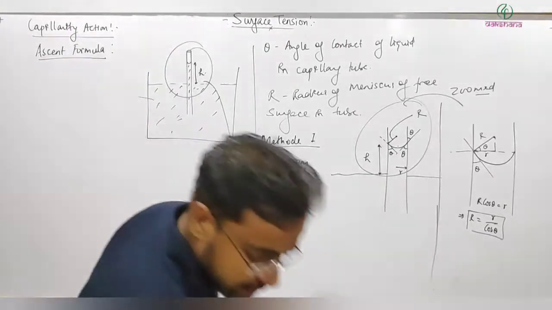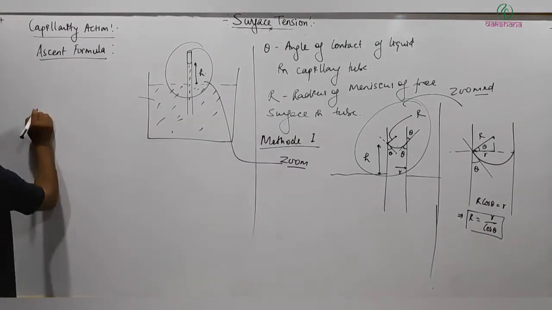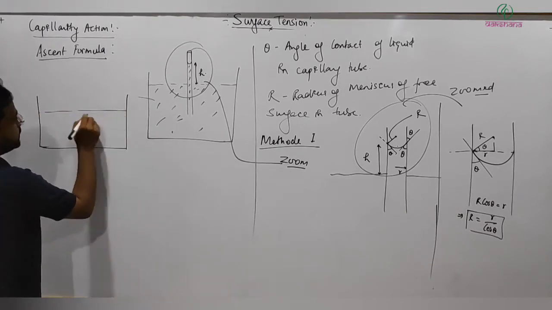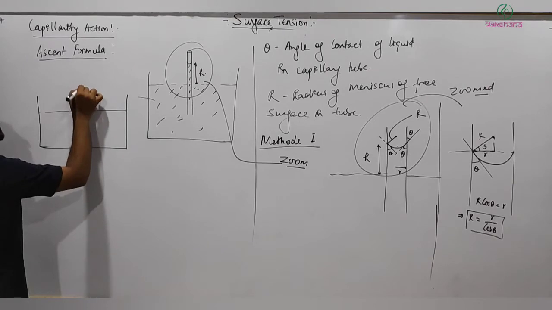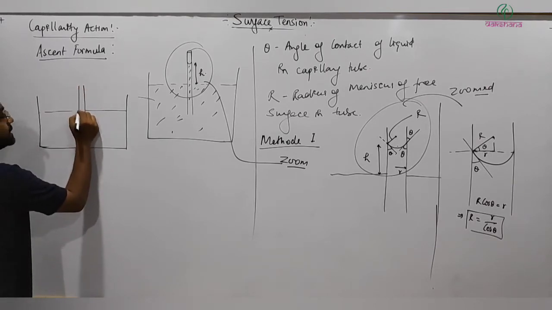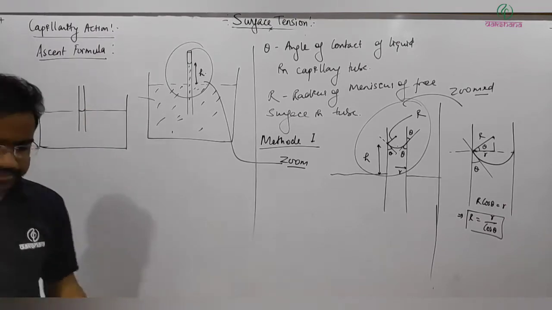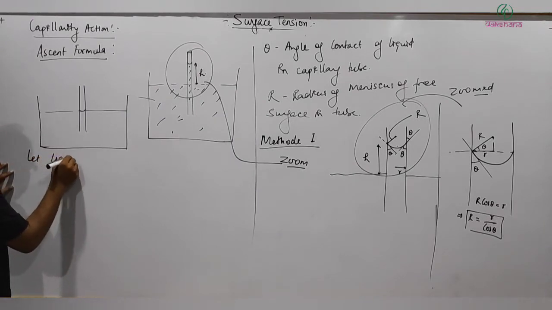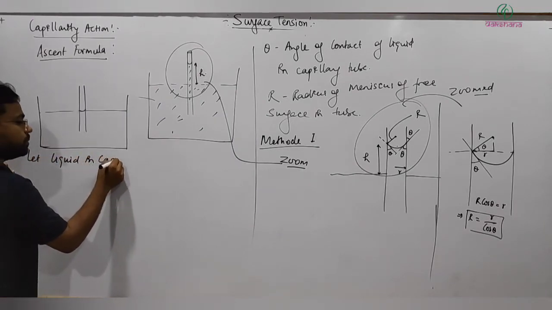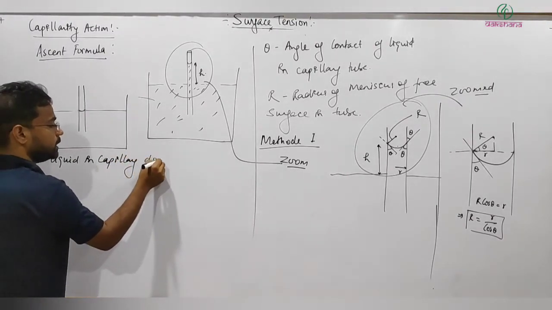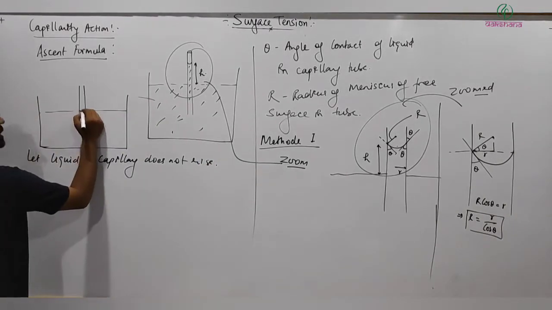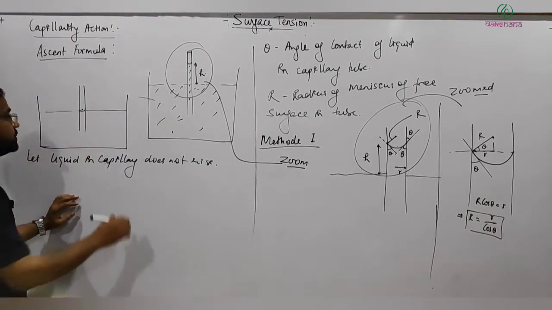Alright, so let me consider, let's say this is the capillary, like a container and capillary, and let's say the liquid is here, only up to here, and it is not rising. Let the liquid in the capillary not rise. Now what will happen? Because on this side it will be concave.